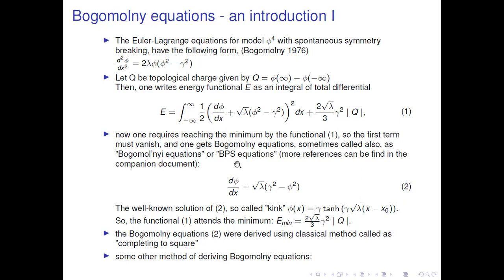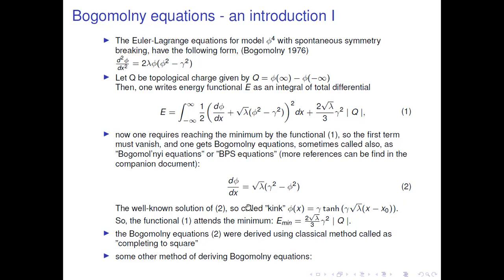Sometimes they are called BPS equations, from Bogomolny-Prasad-Sommerfeld, because these people were also involved in the investigations of the same result, which is known today as Bogomolny equations. And a very well-known solution of this Bogomolny equation is the so-called kink. So the functional attains its minimum when such equality holds. So we have here the connection between energy, more exactly speaking, the minimum of energy, and the absolute value of topological charge. So we have here a connection between energy and topology.